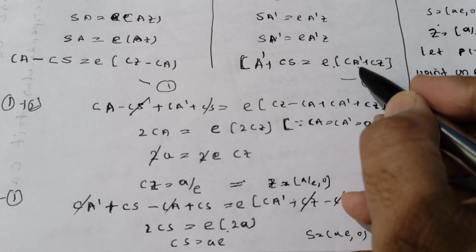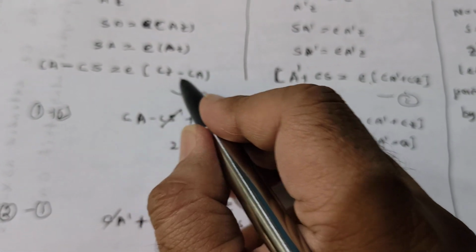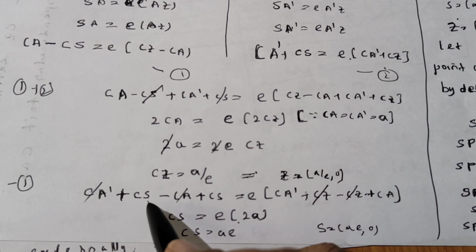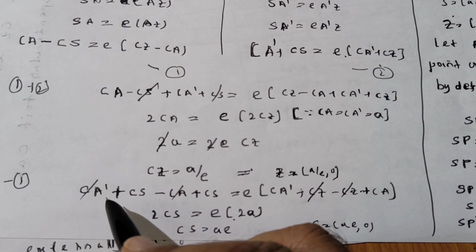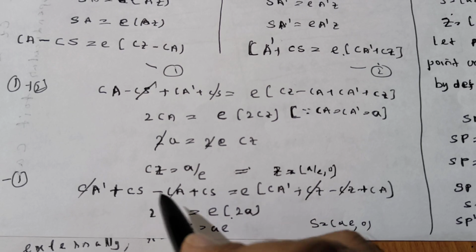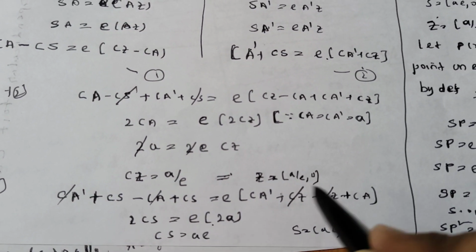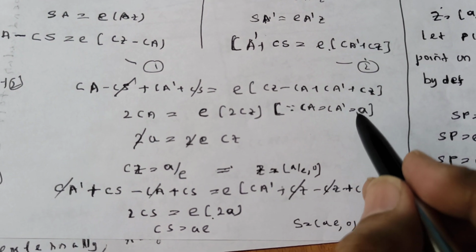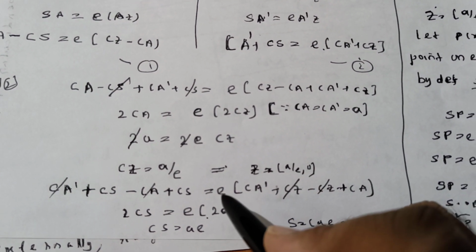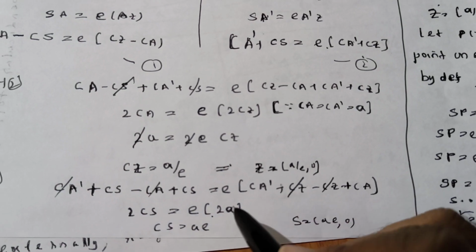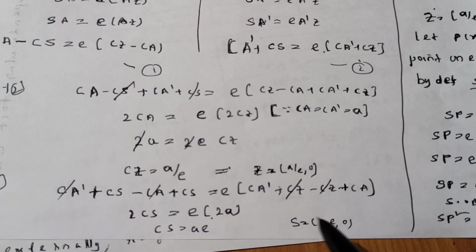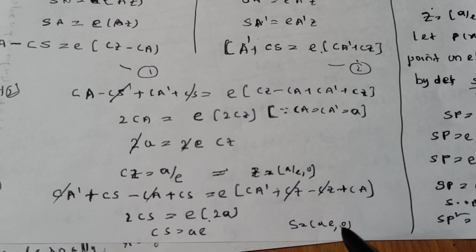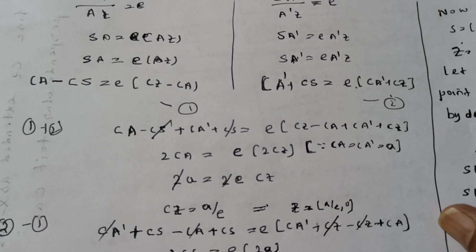E into this is CA dash plus CZ minus CZ plus CA, you will get... That means upon subtraction, now CA dash both are equal, you can cancel. CS plus CS is 2CS, and CA dash plus CA dash, that is both are equal, A plus A, 2A times E. 2 gets cancelled, CS length is AE. Henceforth, the point on the x-axis S will be considered as AE comma 0.